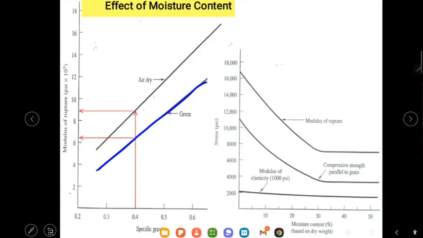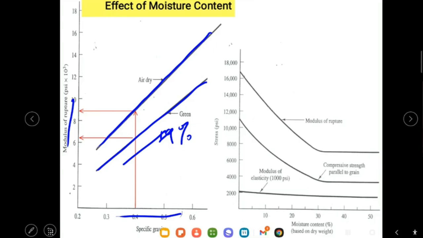When the timber is green, it normally refers to timber which has water weight of more than 90% of the wood, when the timber is not dry entirely. This is when it is air dry, where it is dry completely. Comparatively, the wood which has dried completely will have a higher modulus of rupture compared to the green one. What is modulus of rupture? This is an indication of the flexural strength of the material. If you look here, with the increase of the specific gravity, you can see that the modulus of rupture of the timber increases. It is almost a direct relationship.